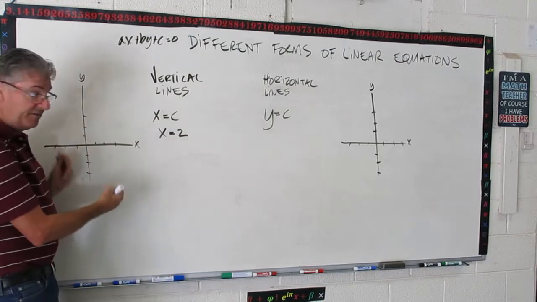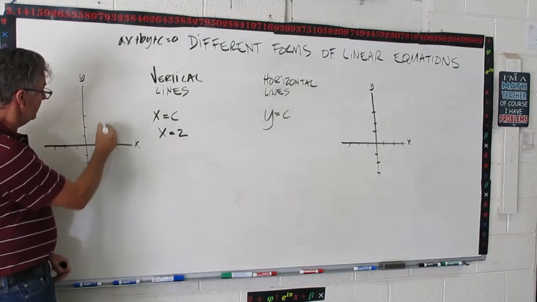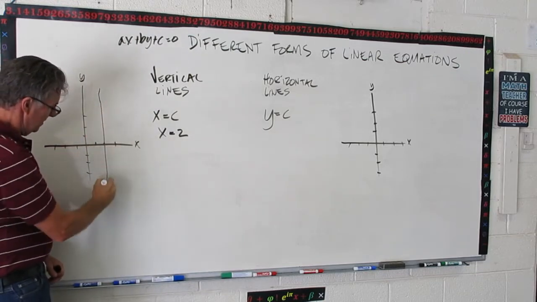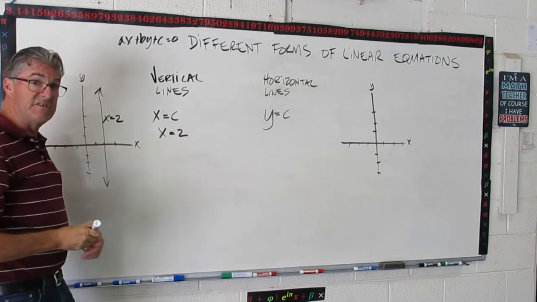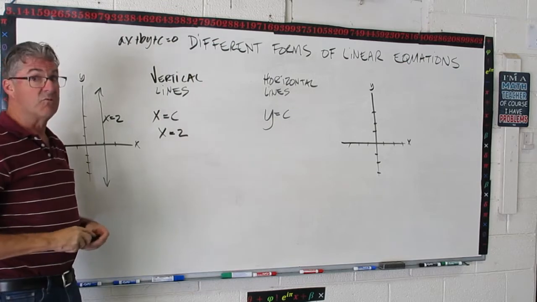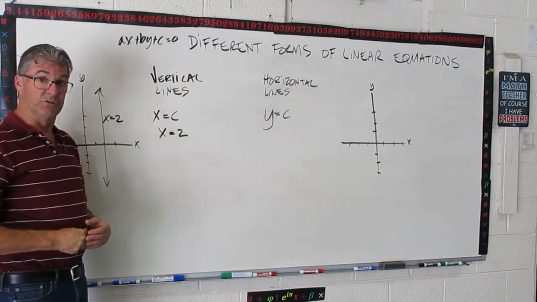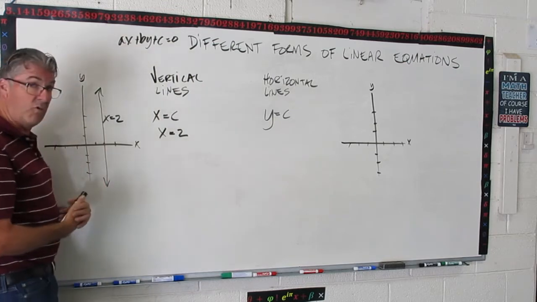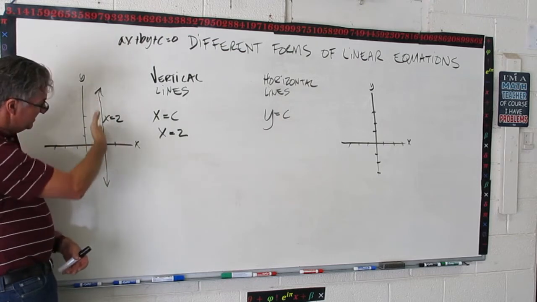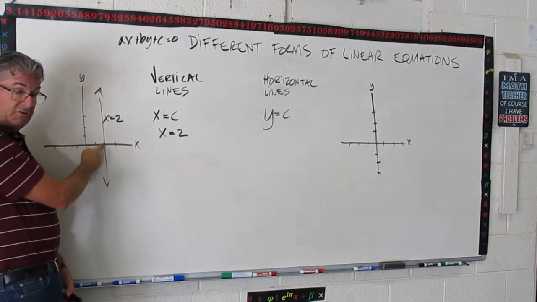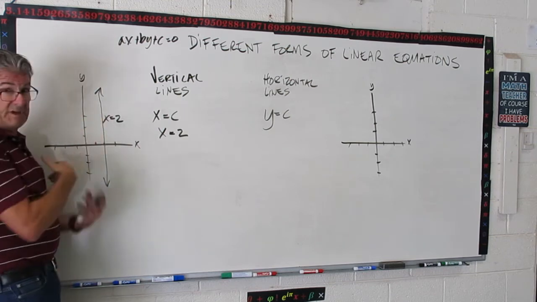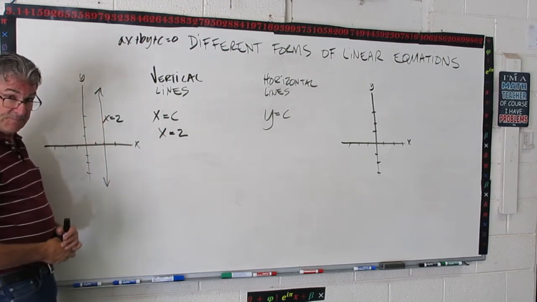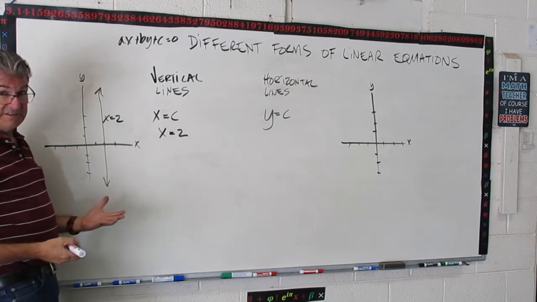Here's my graph, 2 over on the x. It's going to look just like this. And what this means is that x does not depend on y. It's just 2. It doesn't matter what value y is, x is going to be 2. And that's this line here going through x equals 2, right there. y can be -1, x is 2. y can be 3, x is still 2. I think you get that. So let's move on to horizontal lines.